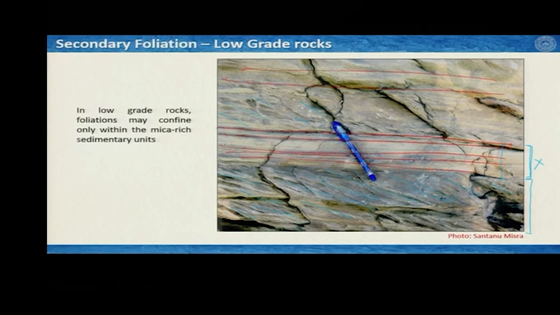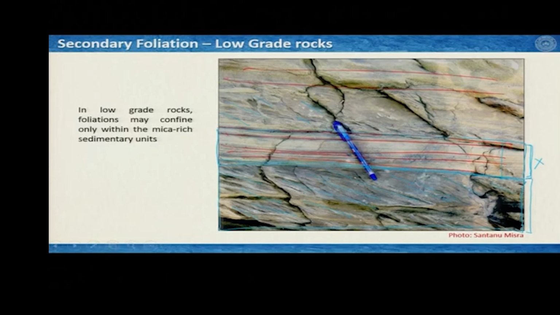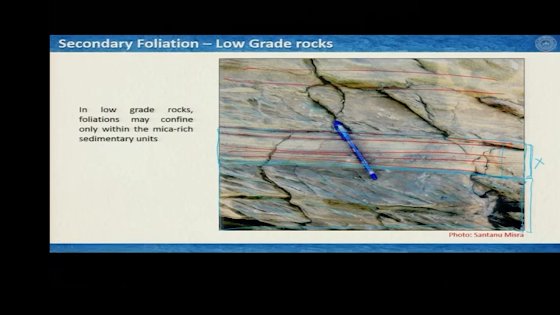I have seen this rock. So, I tell you that in this area we have concentration of phyllosilicates or mica rich minerals more compared to this region. So, though this rock is deformed, it could not form foliation because it did not have the foliation defining minerals within it.